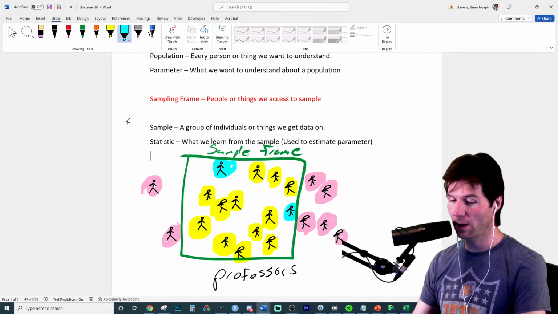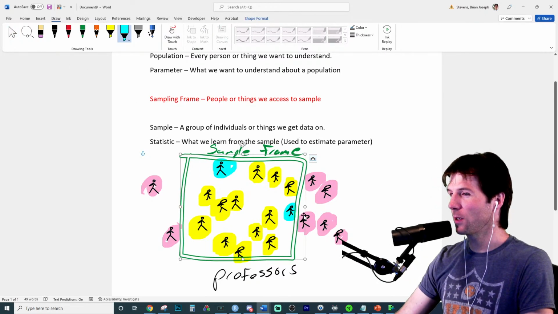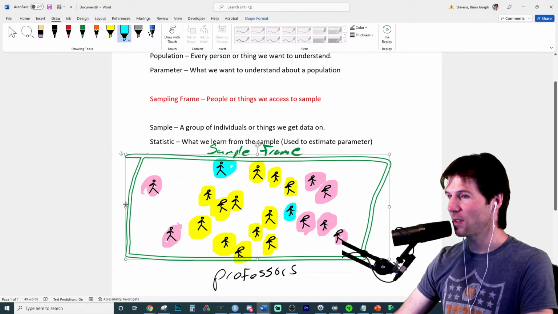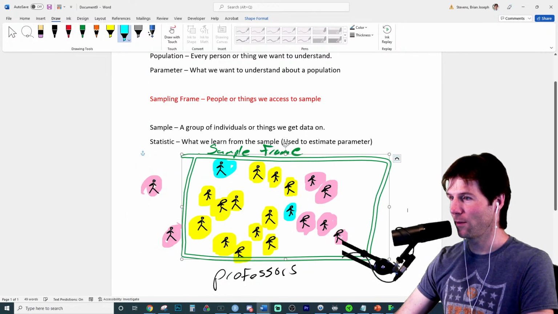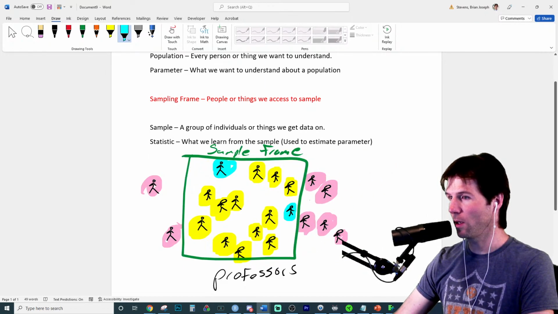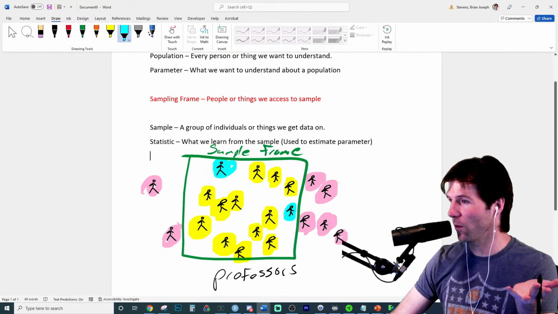So what we see right here is the sample frame would be the people we have access to sample. Theoretically, someone could say you do have the email access to these people, but we might say they're not going to respond, so I might not even talk about them as people I could possibly sample. Since we know that these people just won't respond, we can't possibly get info on them.